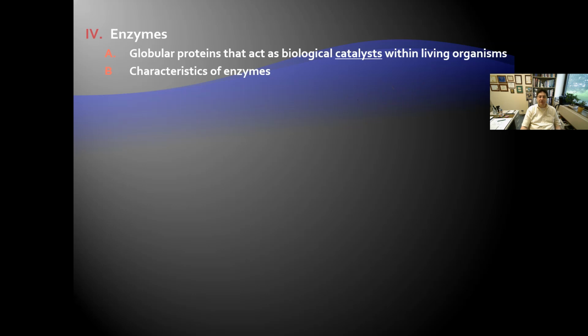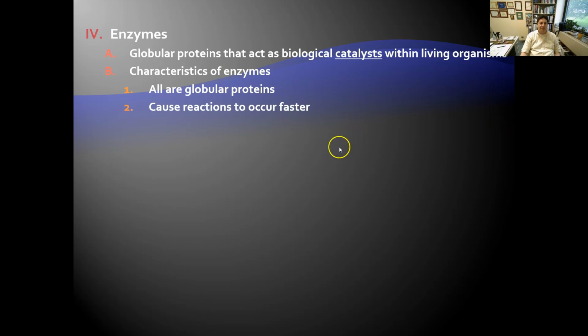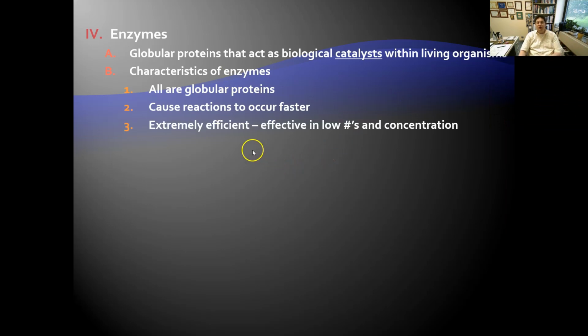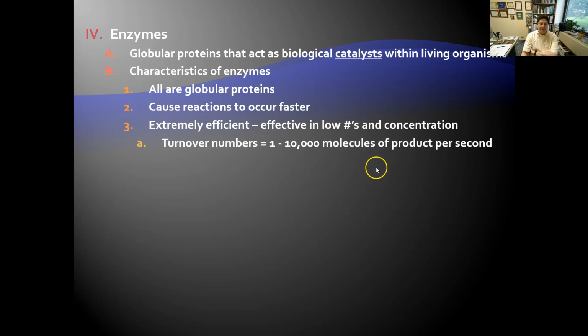So what are some characteristics of enzymes? Well, again, all of them are globular proteins, not straight line, but sort of blob-like. They all cause reactions to occur faster, and they are extremely good at what they do, extremely efficient, effective even in low numbers and low concentration. For example, the turnover rate, or turnover number, is anywhere between 1 to 10,000 molecules per second. So the enzyme is making 1 all the way up to 10,000 molecules of what it wants to make per second.